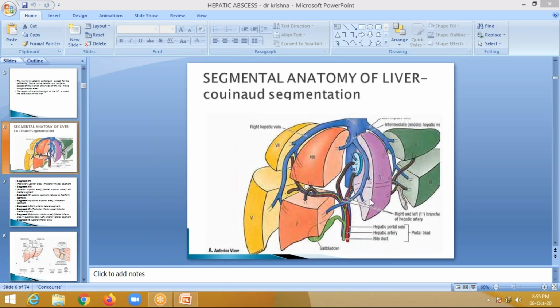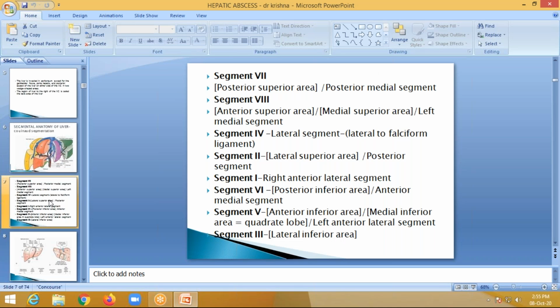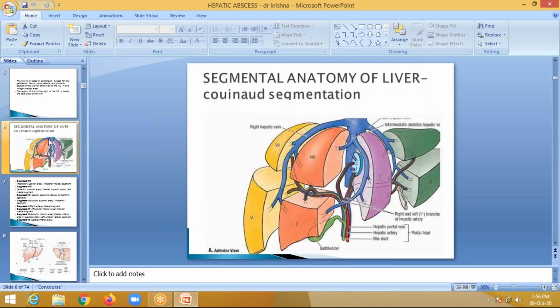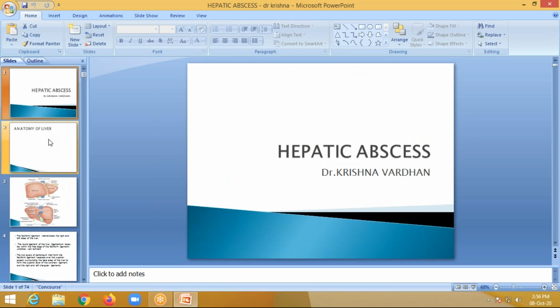So Cantlie's line division is based on the portal vein and hepatic vein. Okay, and every segment is supplied by its own branches of the portal triad. So this is the thing. Every one of the 8 segments has a name also. So you just read it yourself. It is just mugging up. That's all. You have to just mug up. Okay. So we'll end the class.